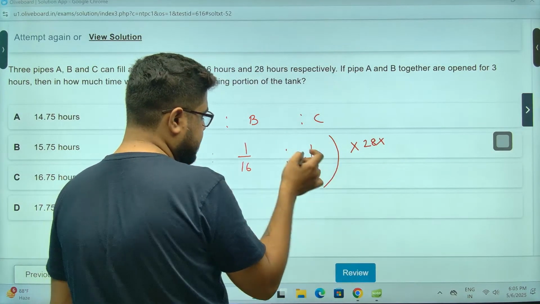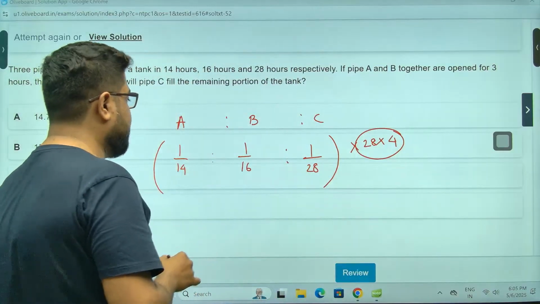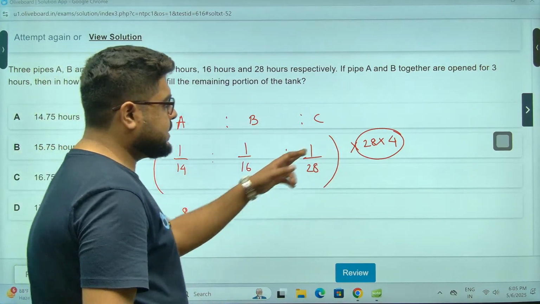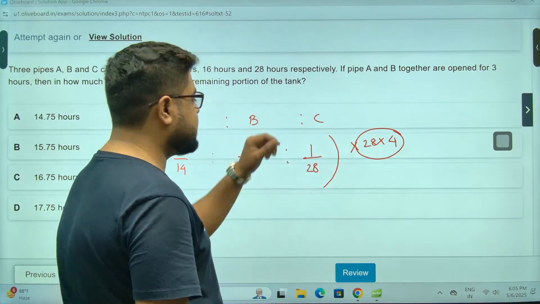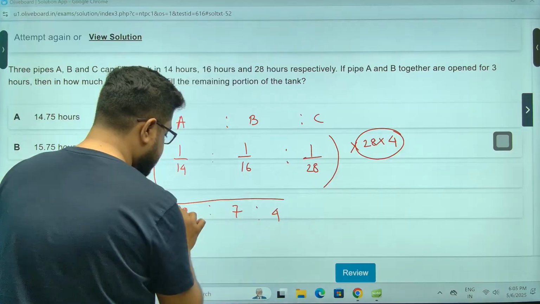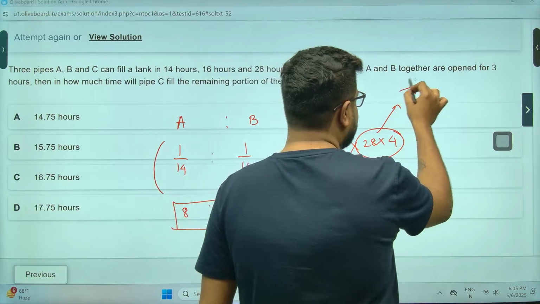So this is the LCM, sir. If you multiply 14, twos are gone, so 8 is here. 16, 16, 16, 4 fours are gone, so 7 is this. 28, 28, 4 is this. This is the efficiency ratio, and always this is your total volume, sir.